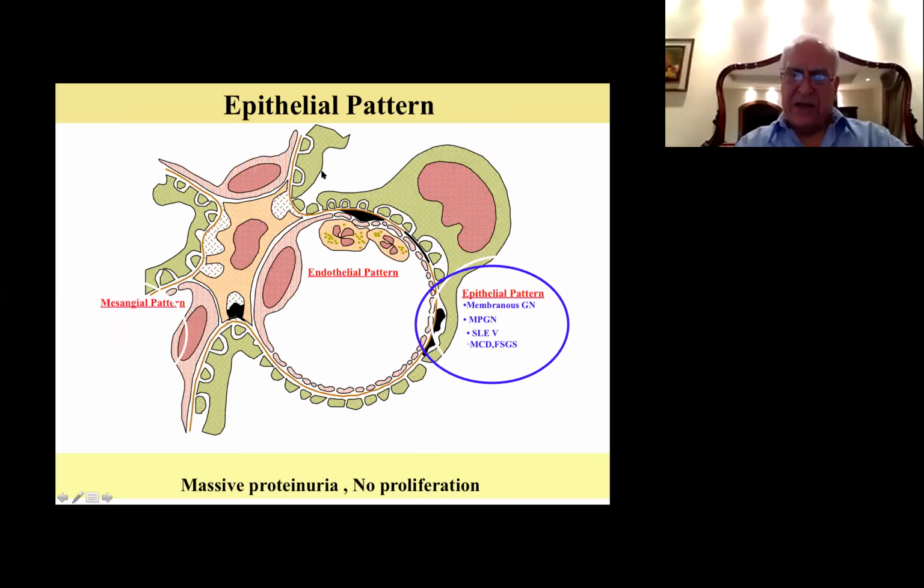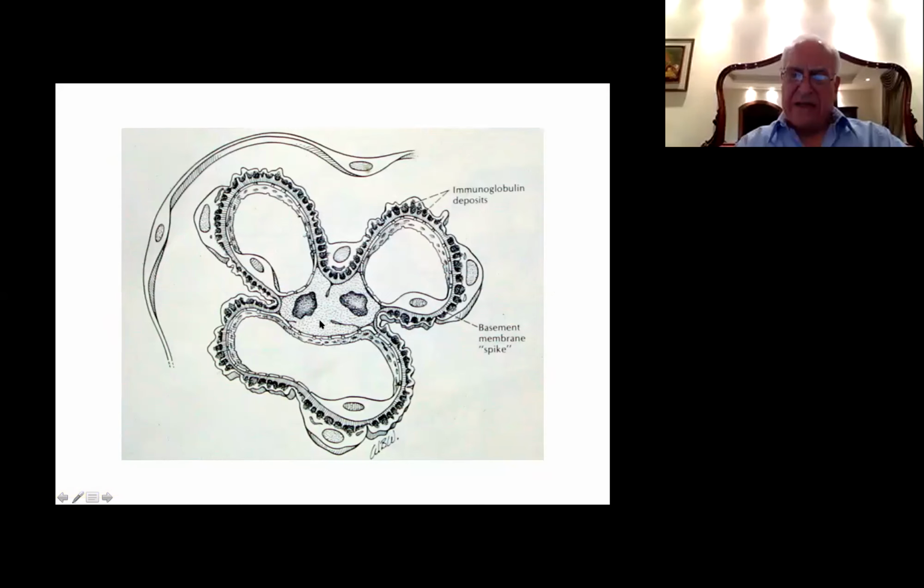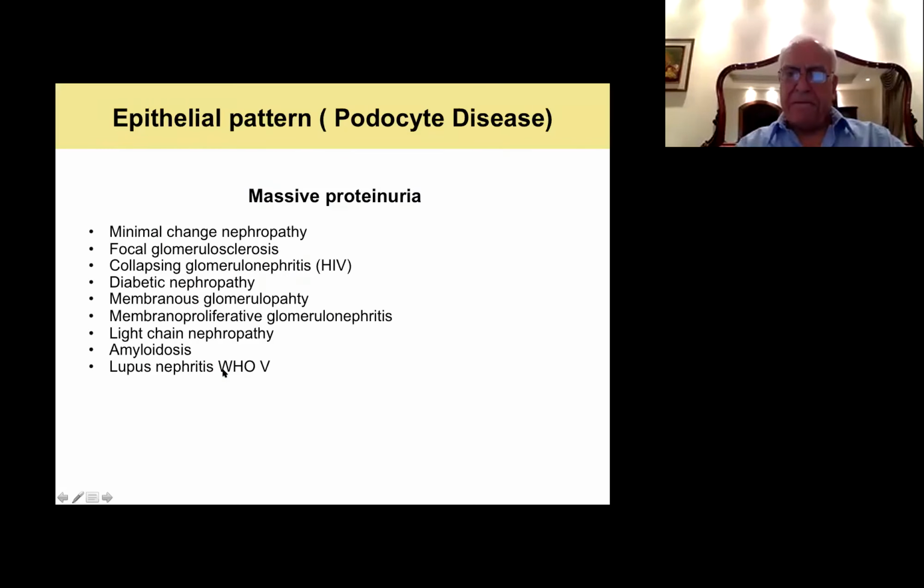This is the sketch of glomerular capillaries. The mesangium, there is no change in the mesangial number of cells. The endothelial lining, there is no exudation, there is no proliferation, but most of the process, as you'll see, is epimembranous. So that's podocytopathy. Massive proteinuria is the hallmark, which means nephrotic syndrome. So if you have this presentation, you have to think about this list of diseases that you have.